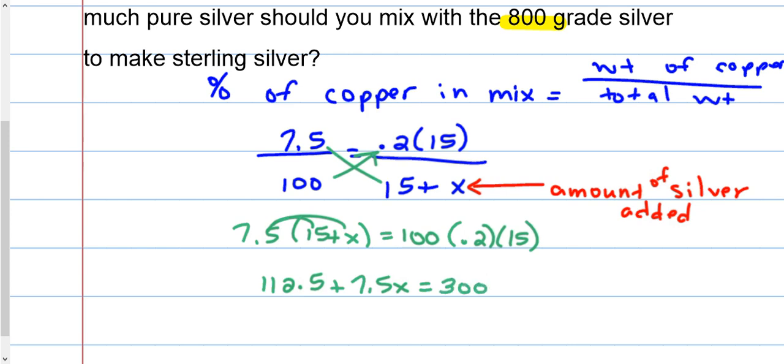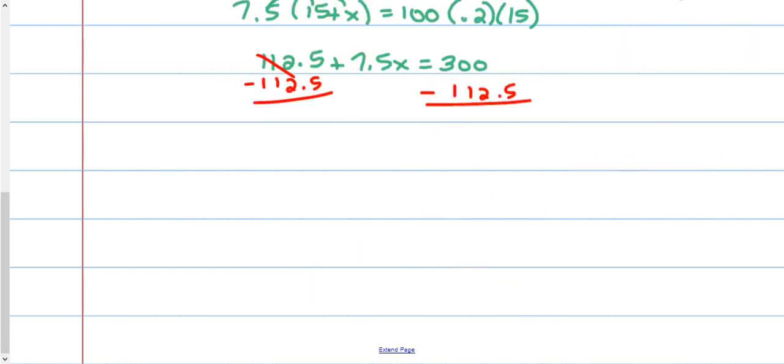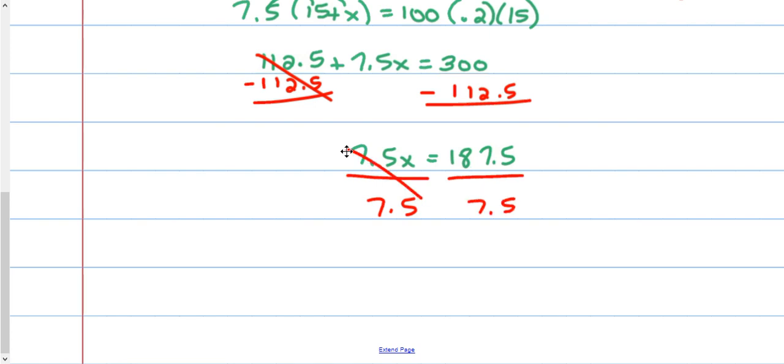Again, now I just have an equation that I need to solve. It's a linear equation. So subtract 112.5 from both sides. On the left, they cancel, and I have 7.5x is equal to 187.5. Now, just divide by your 7.5 on both sides. So then x is equal to 25.